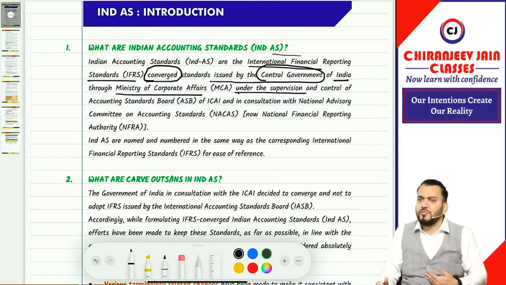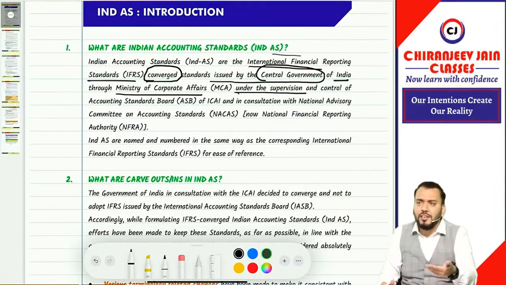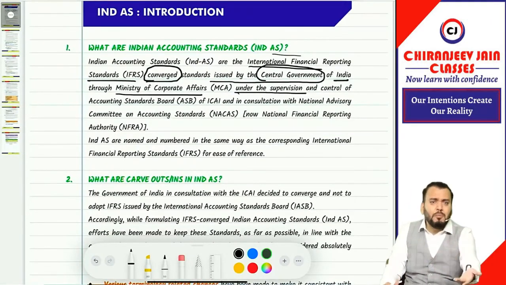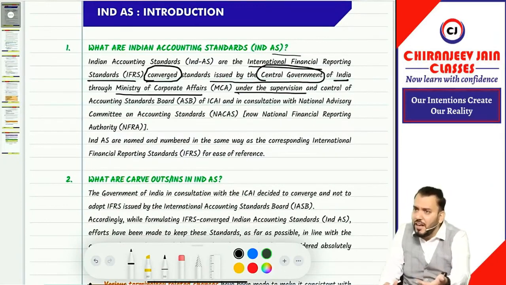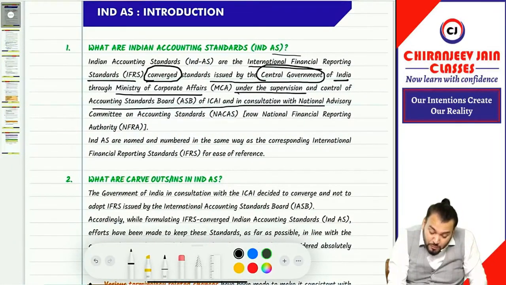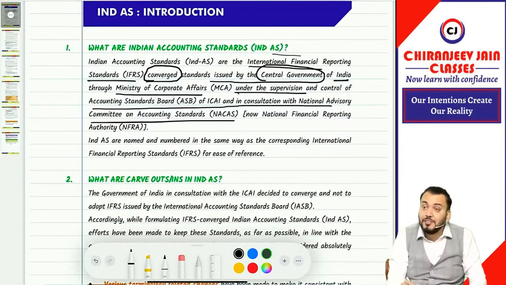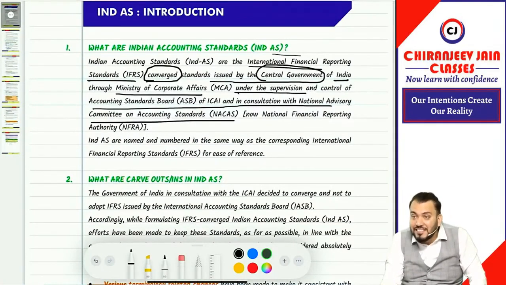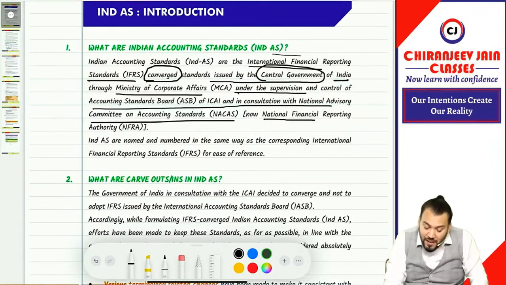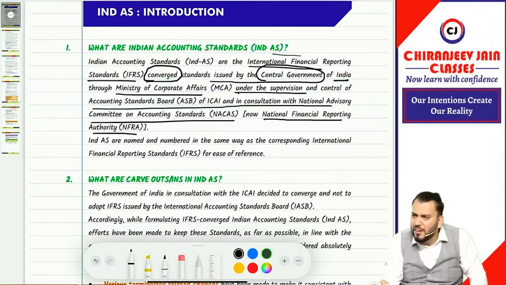Of course, ICAI is the highest accounting body in India. They will take guidance from whom? ICAI is also a government body. So under the supervision of ASB of ICAI, in consultation with NACAS. NACAS means National Advisory Committee on Accounting Standards. Now the name has been changed. Now NACAS has become NFRA. NFRA means National Financial Reporting Authority.